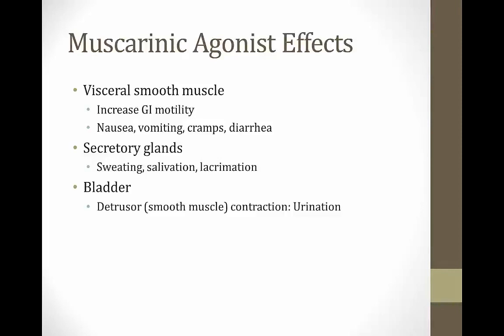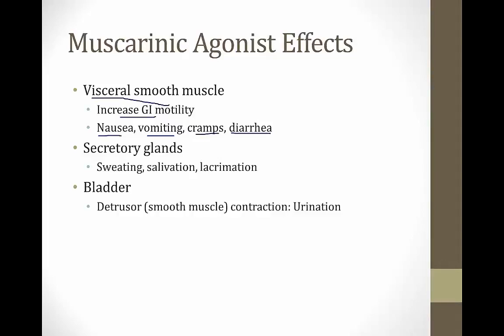All right, let's talk in a little more detail about what happens if you activate muscarinic receptors in the body, because this will be important when we try to understand how these drugs are used. If you activate muscarinic receptors in visceral smooth muscle, you will increase GI motility. And the symptoms these cause in a patient are nausea and vomiting, and also cramps and diarrhea. These are symptoms of excess GI motility.